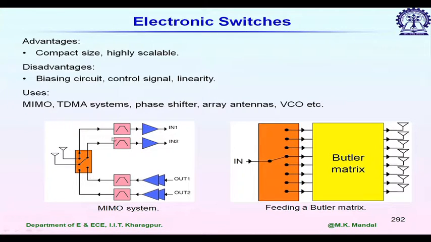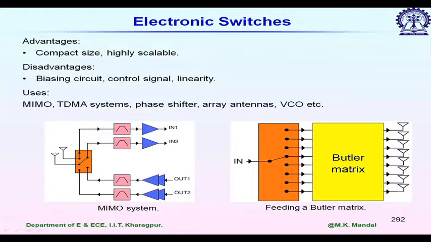Here is a schematic example of a MIMO system. We are using two antennas and we have different receivers and transmitters. So, we are using multiple multi-throw switches here, and that will connect one antenna to one receiver side or one transmitter side depending on requirement. So, we are using a switch bank here.